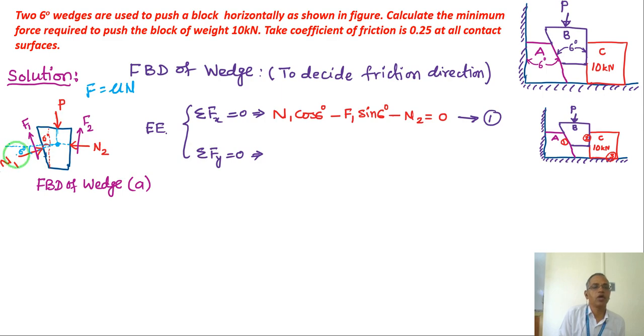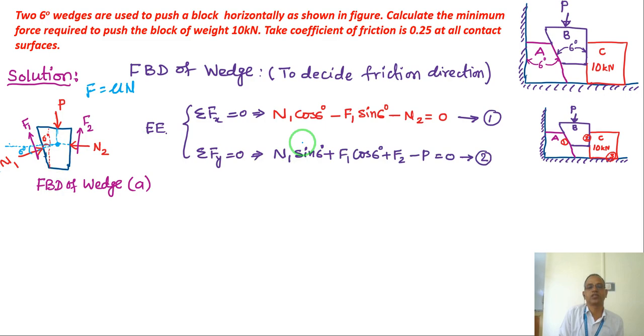and N1 cos was horizontal, N1 sin will be vertical. So N1 sin 6 degrees here, this force, one is horizontal, second is vertical, upward positive. F1 cos is vertical upward positive, and F2 vertical positive, minus P downward. So simply if I solve these two equations, I can see the unknowns.